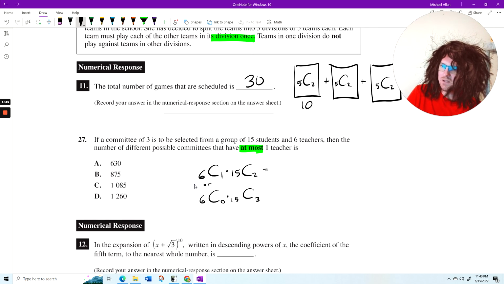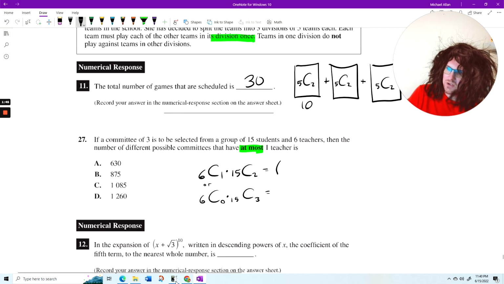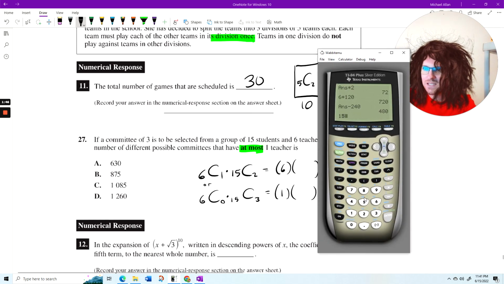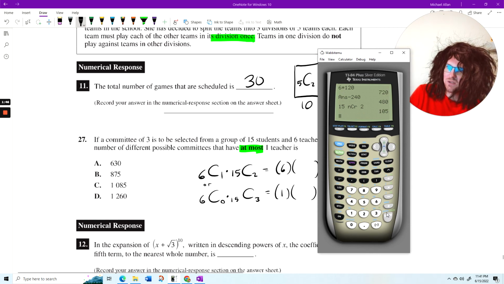So I'm just going to do the math for both of these. I know that 6C1 is 6. I know that 6C0 is 1. So I'm just going to stick with those. Now these ones I'm just going to have to figure out. So 15C2, cool. That's 105.